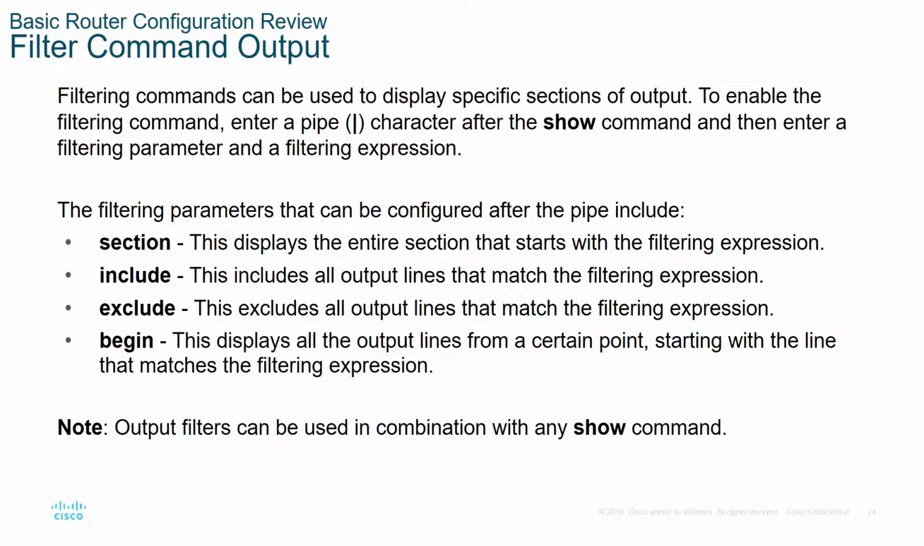The filtering parameters that can be configured after the pipe include: section, which displays the entire section that starts with the filtering expression. Include, which includes all output lines that match the filtering expression. Exclude, which excludes all output lines that match the filtering expression. Begin, which displays all the output lines from a certain point, starting with the line that matches the filtering expression. Note, output filters can be used in combination with any show command.